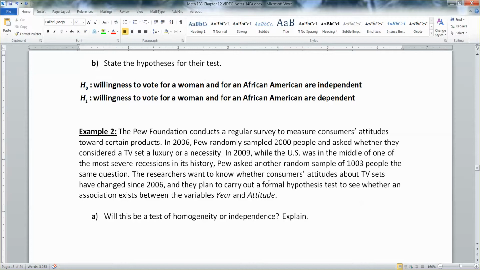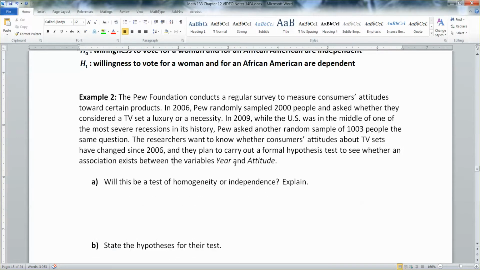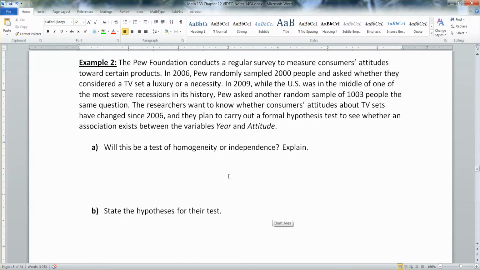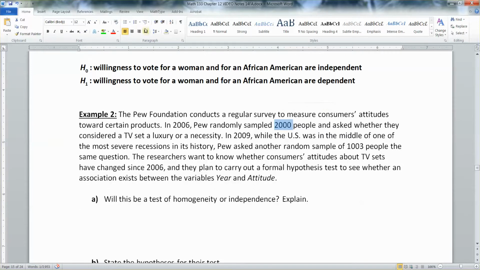They plan to carry out a formal hypothesis test to see whether there exists an association between the variables year and attitude. Okay, so will this be a test of homogeneity or independence? That would be homogeneity. And you can tell it's homogeneity because they have two separate years. They're taking this survey in 2006 right here. And then they're doing it again in 2009. So they have two separate groups of which they're asking them questions about.